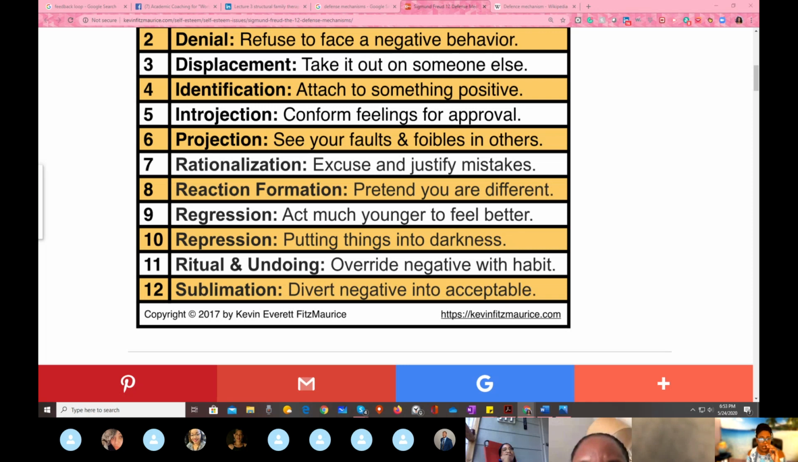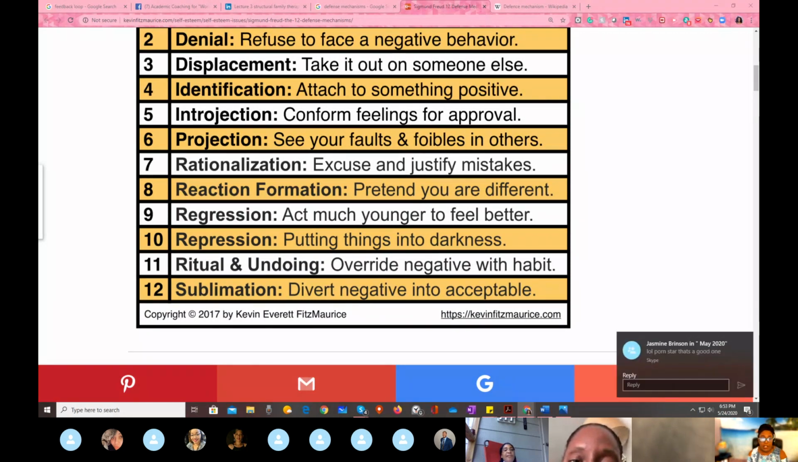So good example. Sublimation is something that society would not approve of. Any other time if I walked up and punched someone in the face, I'd probably go to jail. But when I'm doing boxing, it's okay. It's really okay. So good job. There are a couple of other ones I'm going to give you. I'm going to pull up something.